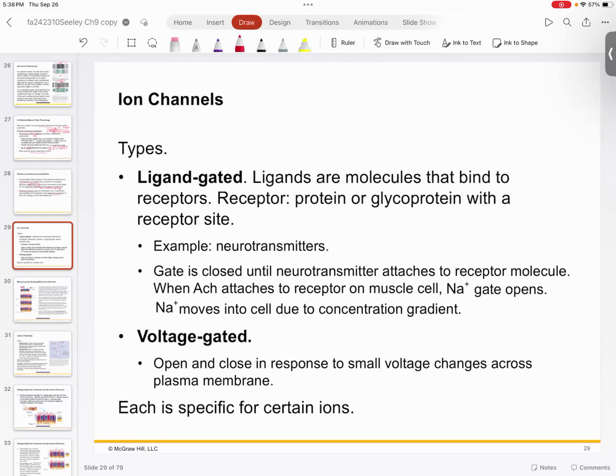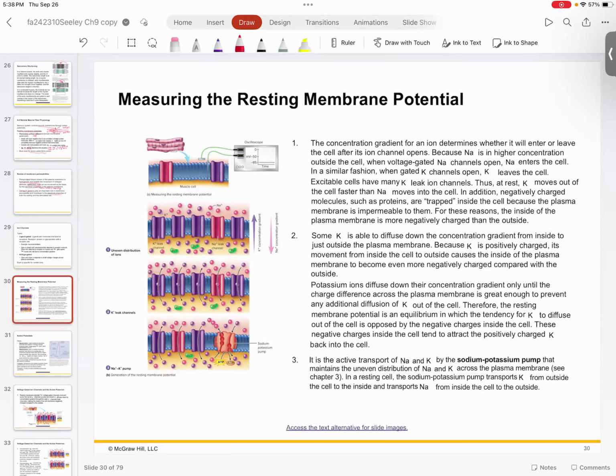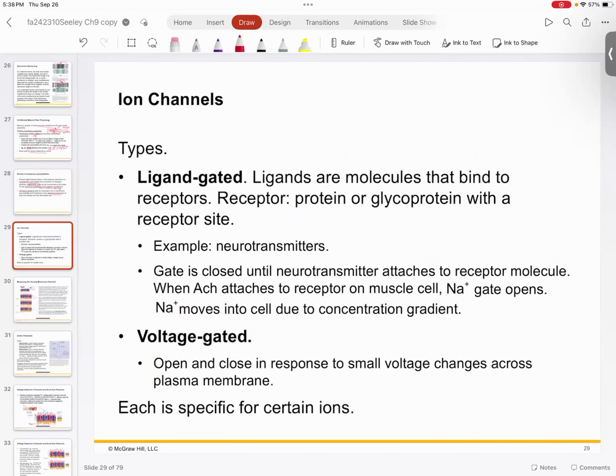Now, a couple of things I want to cover. We're talking a little bit about control and regulation through these channels. Channels are associated with diffusion, facilitated diffusion, right? So you've got some sort of molecule that's going to be moving from an area of high concentration to an area of low concentration.